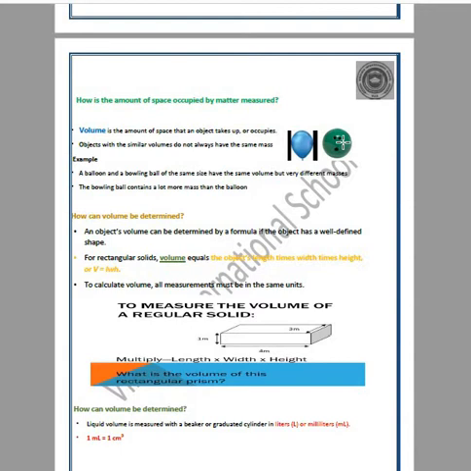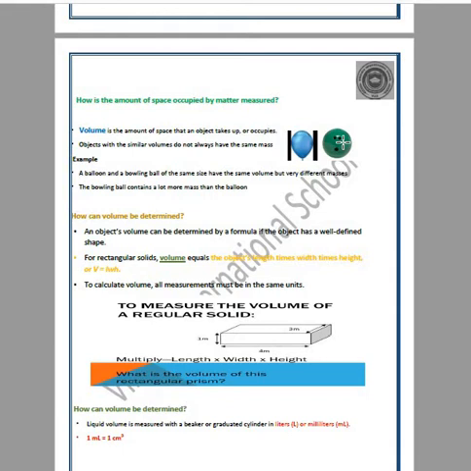Okay, so for measuring solids, we have two types. If the solid is well defined and a regular shape, we're going to use a mathematical equation to calculate the volume of this object. This equation is equal to length times width times height.